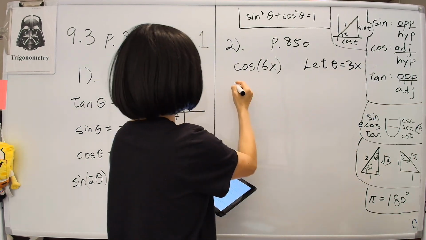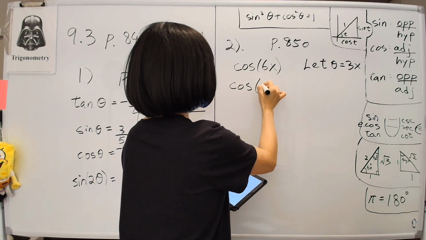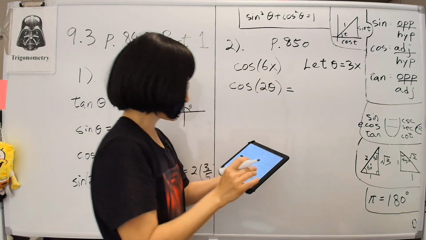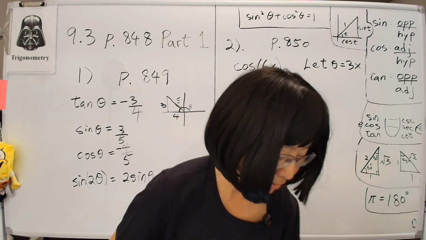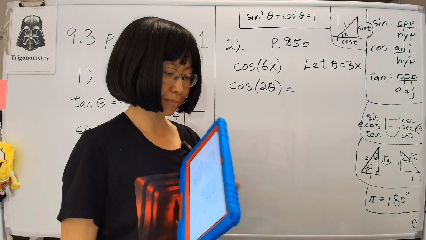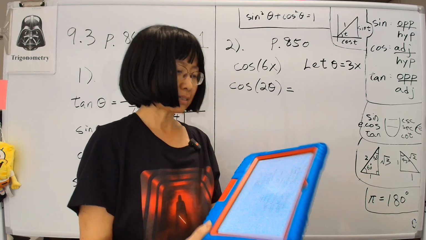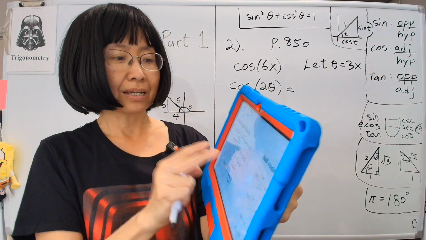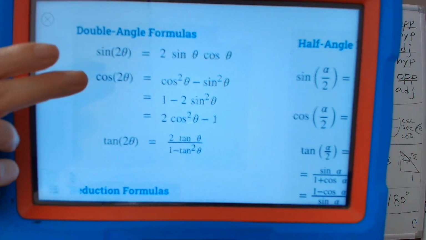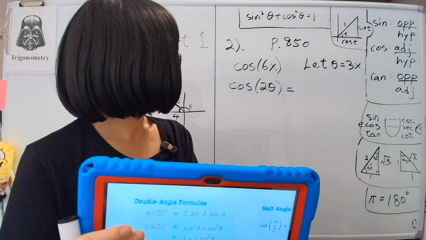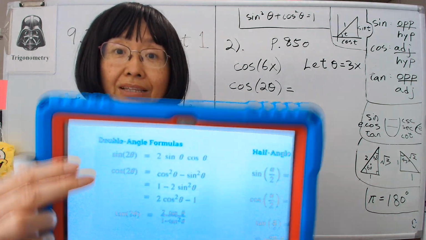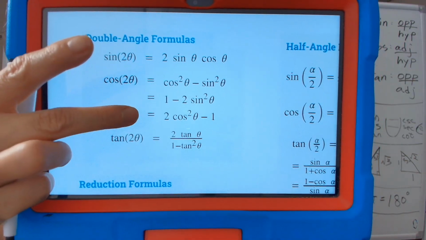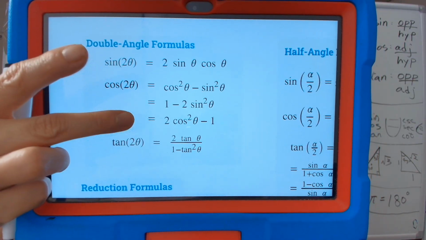So this is cosine of 2 theta, and we have to express this in terms of just theta only. Now, let's look at the formula that we had. We need the cosine 2 theta, and we need to change it such that it has only cosine theta in it, because theta is 3x. Which formula has just cosine theta? This one right here, so we'll change it into this one.